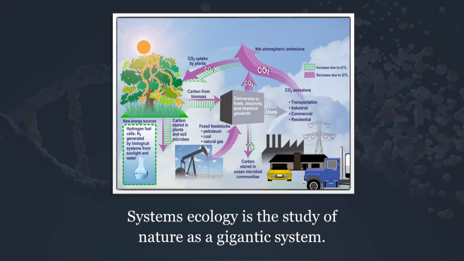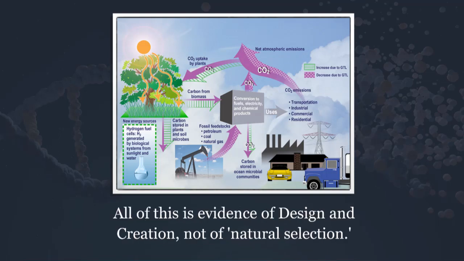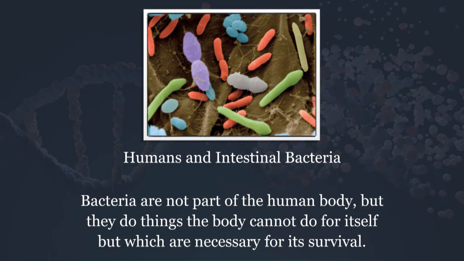And you've got CO2 coming out from the plants and going back up into the atmosphere and taken in. You've got the photosynthesis. You've got it all working together in this system that speaks of design and creation rather than natural selection.